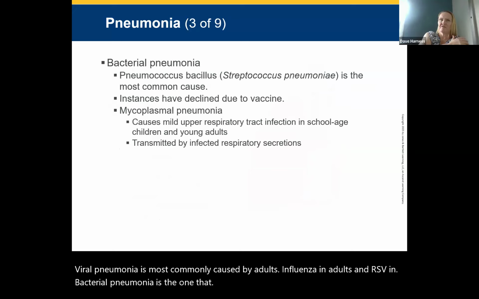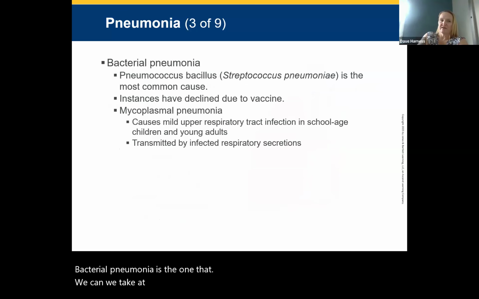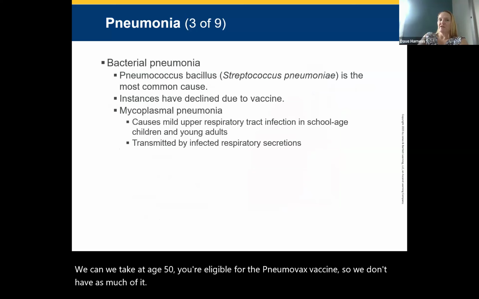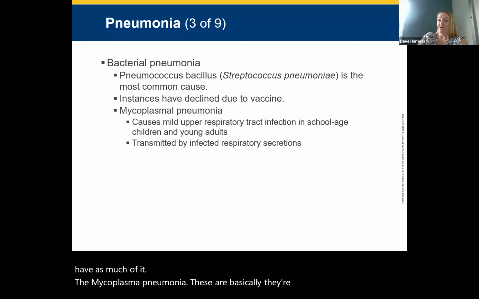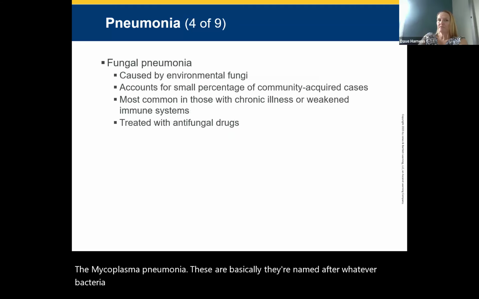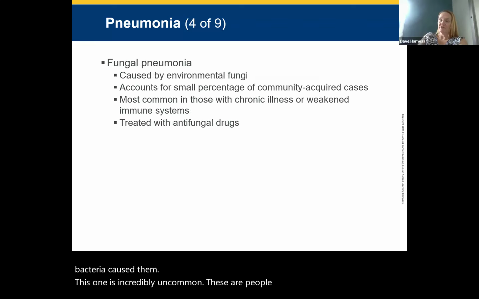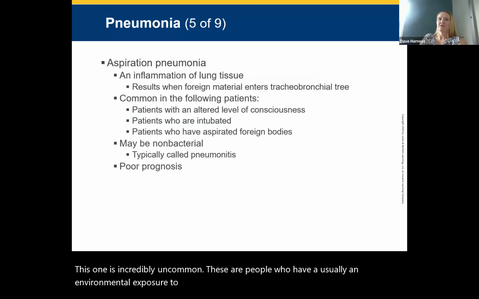At age 50 you're eligible for the pneumovac vaccine, so we don't have as much of it. The mycoplasmal pneumonias are basically named after whatever bacteria caused them. This one is incredibly uncommon. These are people who usually have an environmental exposure to something that's damaging to the inside of the lungs.